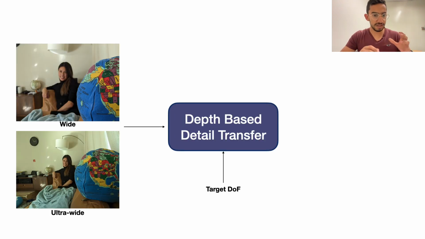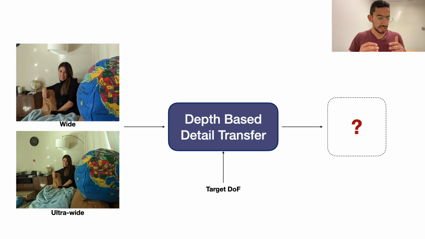So our high-level pipeline would be something like this, where we give the model the wide image and the ultra-wide image, and then the target or desired depth of field, and we want to match the wide image with the desired depth of field. The problem is, what is this image supposed to look like? We cannot actually control the depth of field of the smartphone, so we don't really know what the ground truth is supposed to look like.